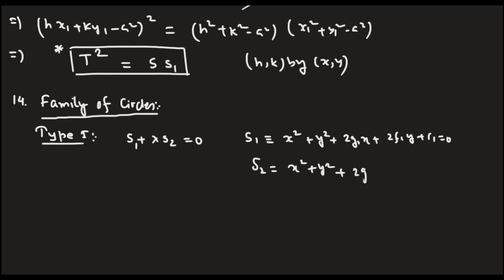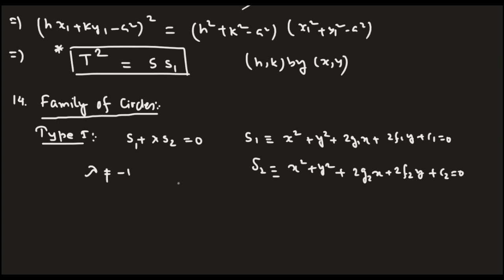x square plus y square plus 2g2x plus 2f2y plus c2 is equal to 0. So now these are the equation of the circle. Here lambda is the parameter. Lambda is a parameter, it can be any value but except -1.